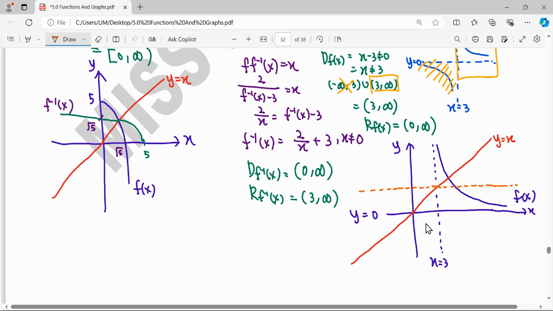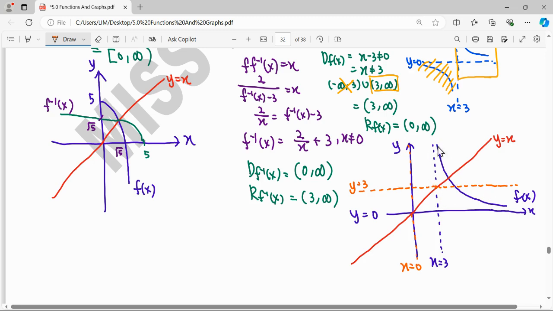So this is our vertical asymptote x equals 3. When it is reflected, it becomes the horizontal asymptote y equals 3. Then the other asymptote, which is y equals 0, when you reflect it, it will become the vertical asymptote x equals 0. So reflect the asymptotes first, then only we reflect the graph. So look at the graph here. This is the reflection that we have.